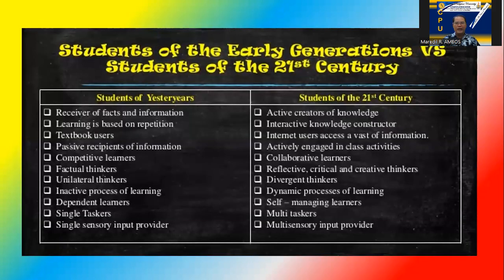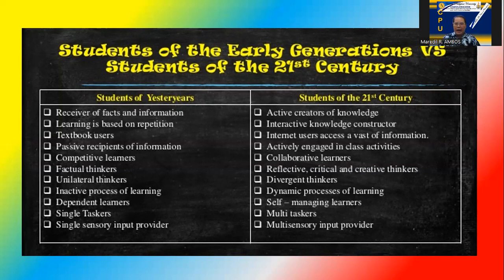Okay, let's have the characteristics of students of yesteryears. They are receivers of facts and information. Learning is based on repetition. They need to repeat and repeat in order to learn. Then they use textbooks. They are passive recipients of information. They are competitive learners. Then factual, they need to have facts, factual thinkers. Then unilateral thinkers. When we say unilateral, straight, a straight line and so on. In the active process of learning, they are dependent learners, single taskers, and single sensory input providers.